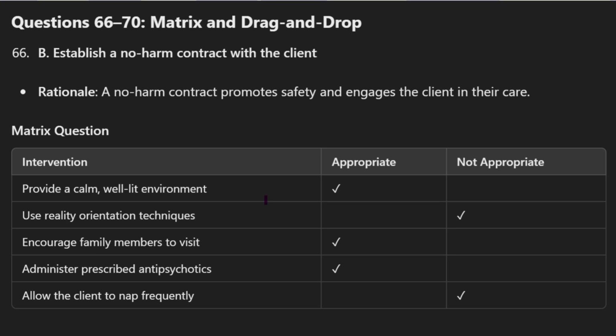Questions 66 to 70. Matrix and drag and drop. 66. B. Establish a no-harm contract with the client. Rationale: a no-harm contract promotes safety and engages the client in their care.